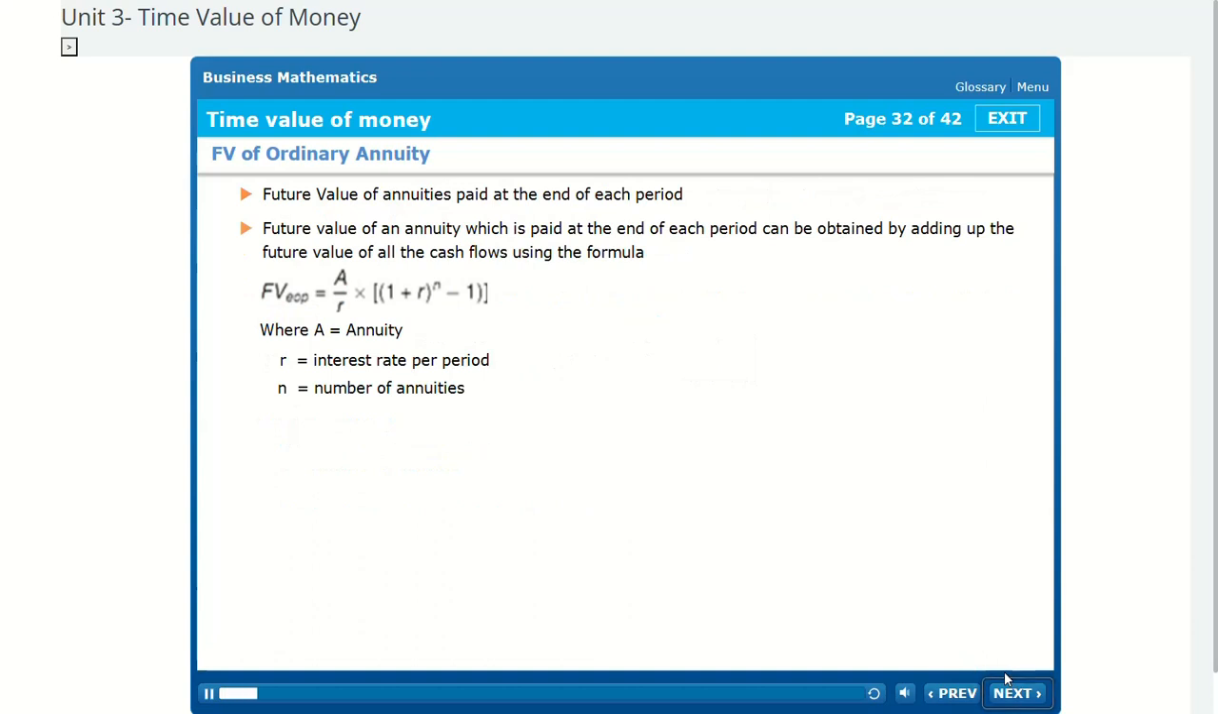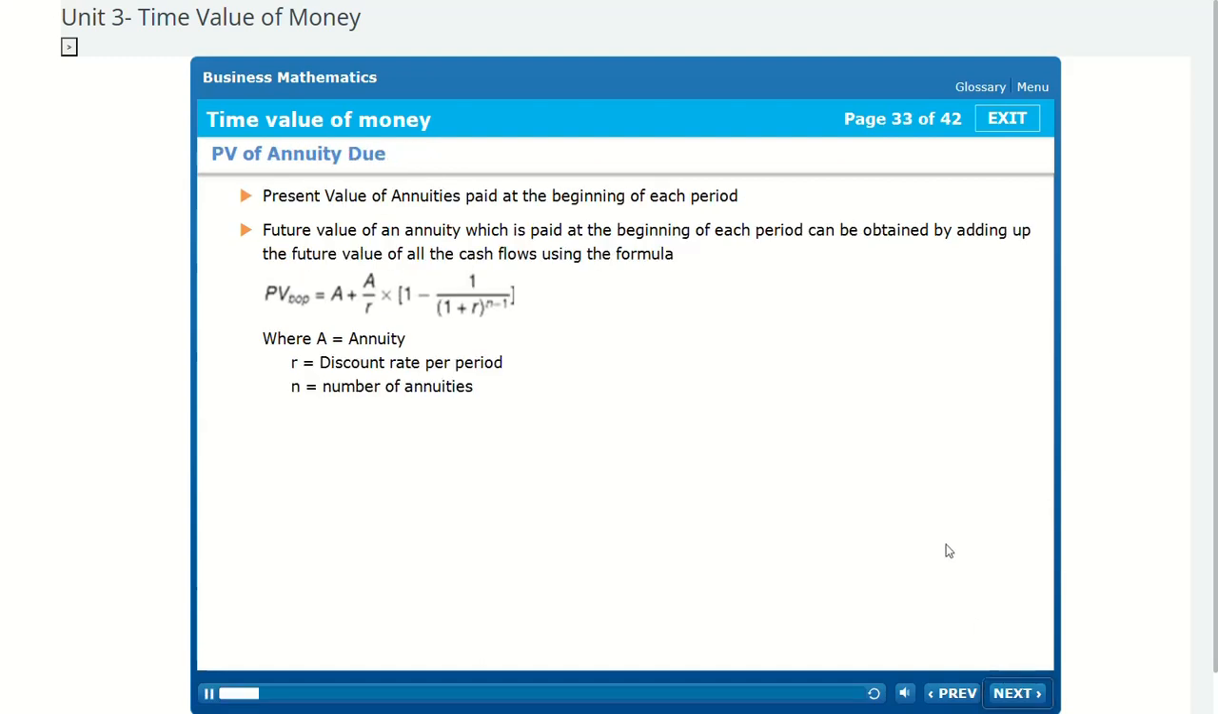FV of ordinary annuity. Future value of annuities paid at the end of each period. Future value of an annuity which is paid at the end of each period can be obtained by adding up the future value of all the cash flows using the formula, where A equals annuity, R equals interest rate per period, N equals number of annuities.